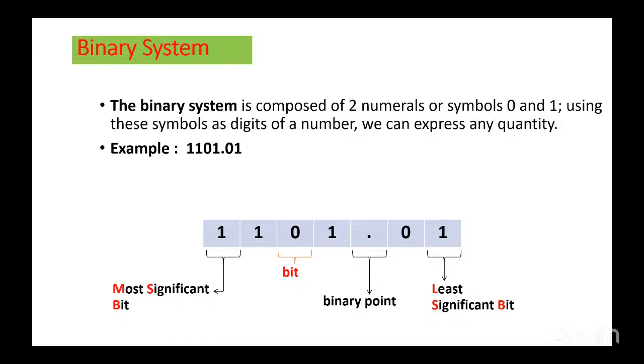So here also, the left hand side is the most significant bit, the right side is the least significant bit, and the central one is the binary point. So each one will be treated as a bit here. Got it?